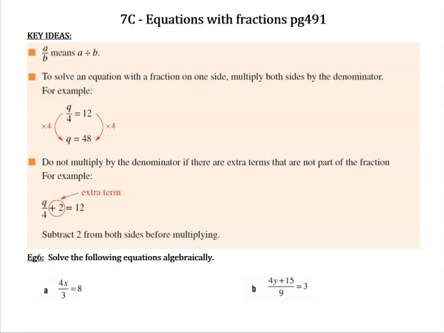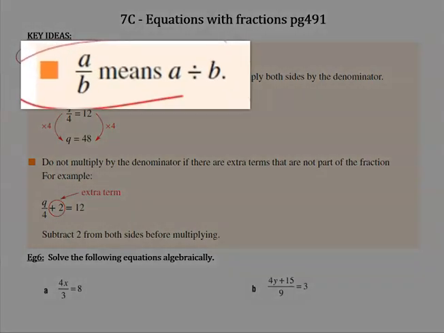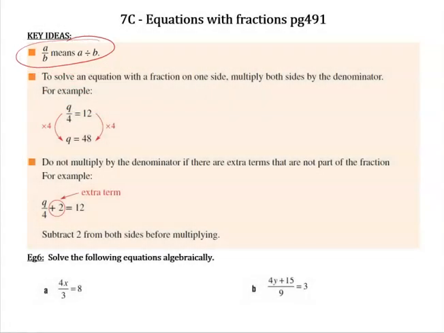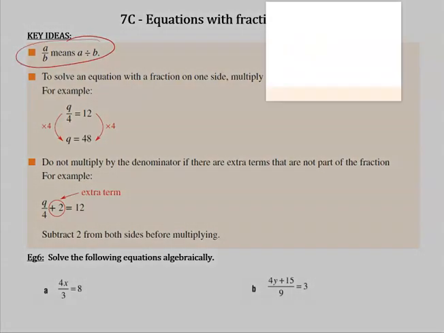Equations with fractions are not scary. Remembering that a fraction is algebra, the language of algebra. A over B means A divided by B. Just like when two numbers, or two pronumerals, or a number and a pronumeral are next to each other, that means multiply. If they're on top of each other, like a fraction, that means divide, which is actually what the divide symbol looks like.